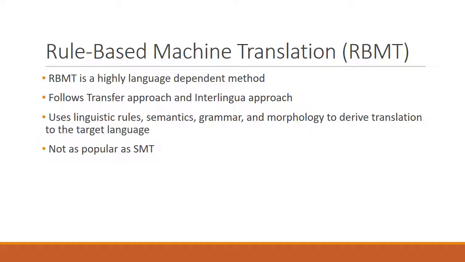Rule-based machine translation is a highly language-dependent method. It usually follows the transfer approach and interlingual approach described earlier. Rule-based machine translation uses linguistic rules, semantics, grammar, and morphology to derive translation to the target language. Rule-based machine translation approaches are less popular than statistical machine translation, and many of its versions used in the research community are also combined with statistical translation.